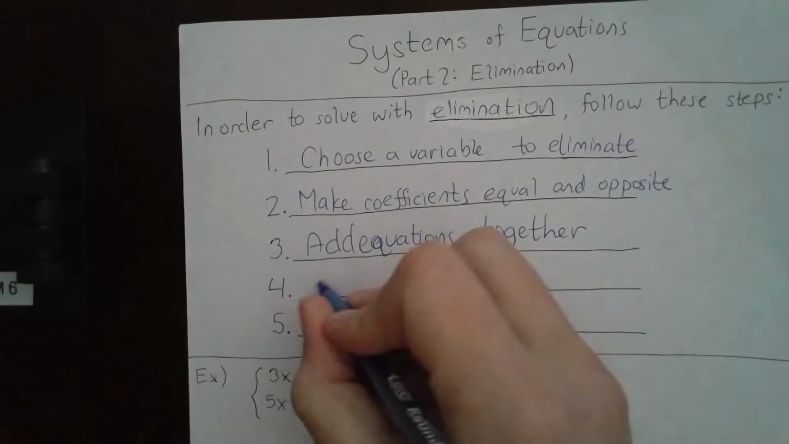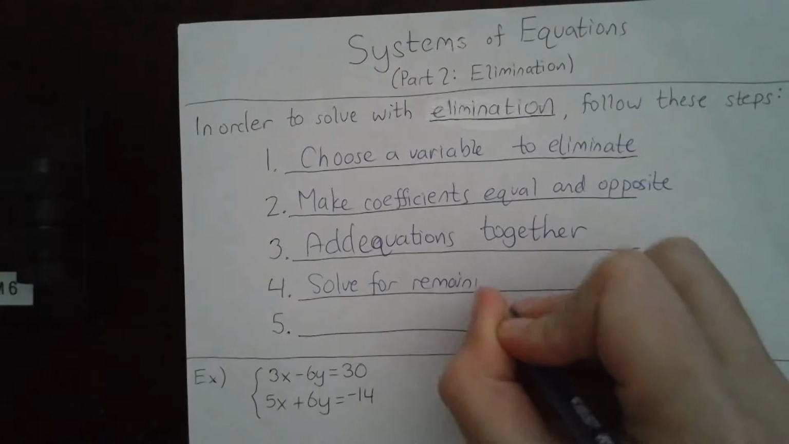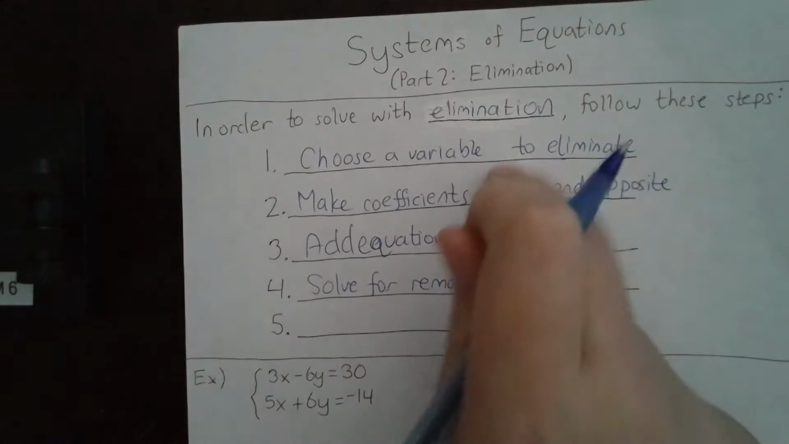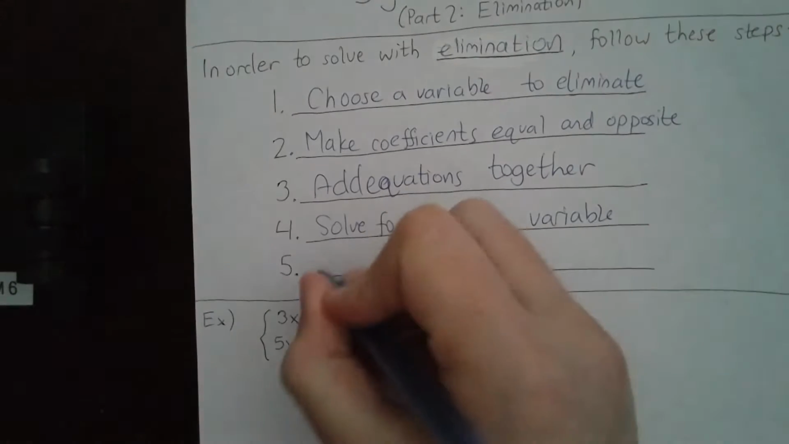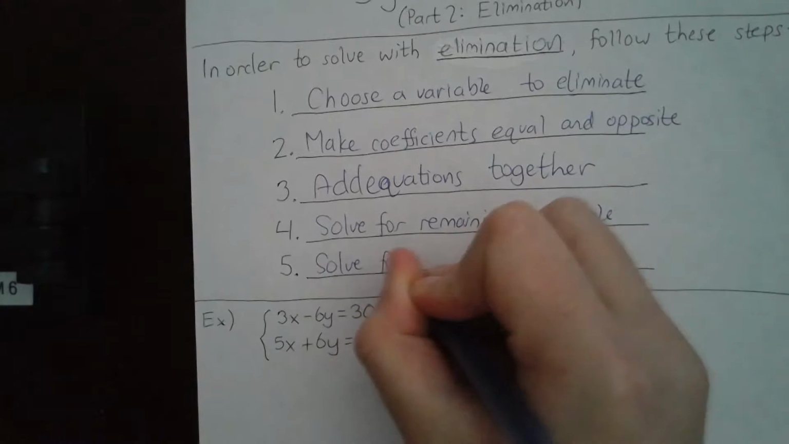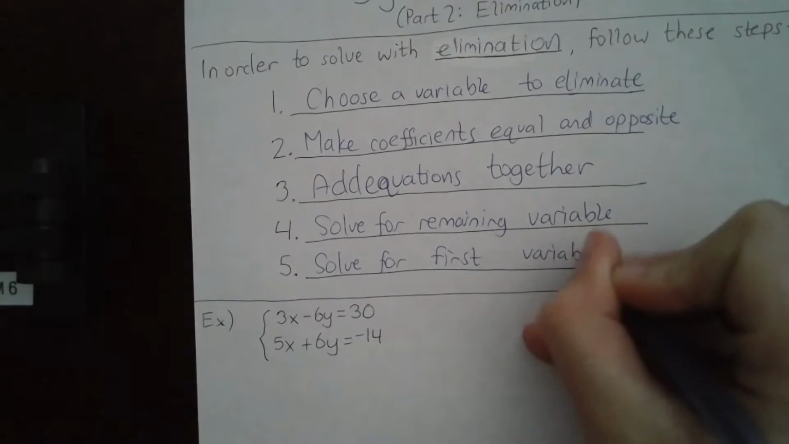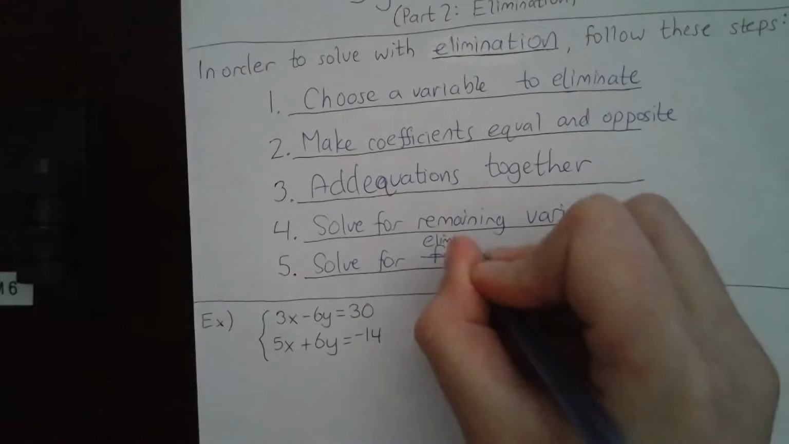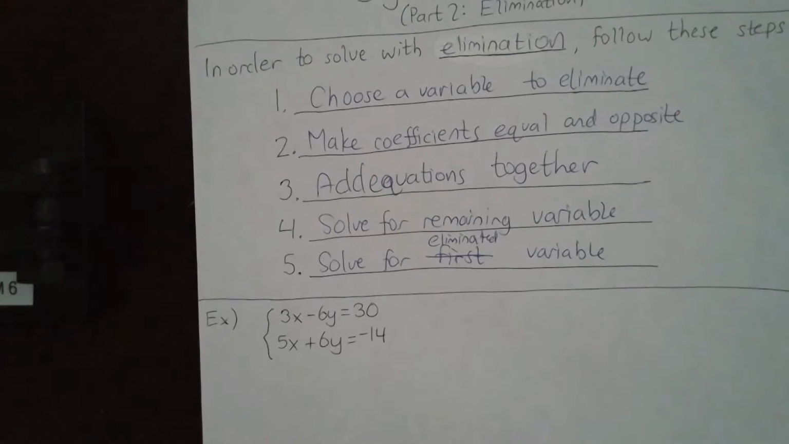4. Solve for remaining variable. Once we picked a variable to eliminate and added our equations together, we're down to one variable. You're going to solve for that. And then number 5, solve for first variable. Or another way we could put this is, the eliminated variable. The variable that we eliminated, we're going to go back and solve for it.